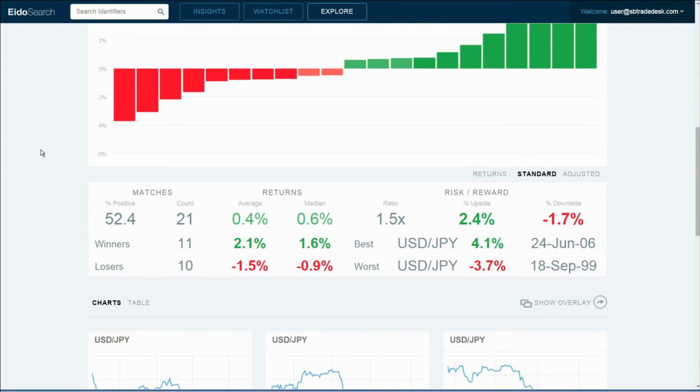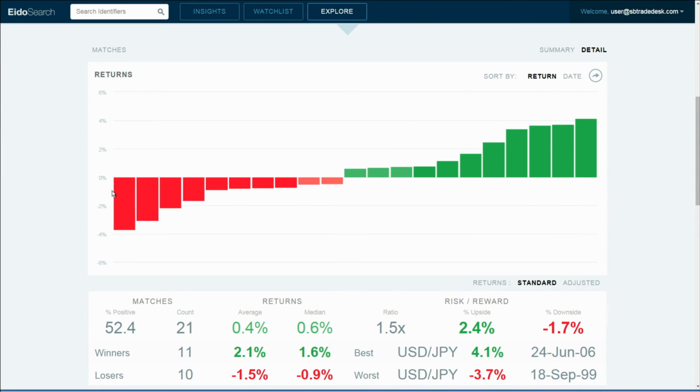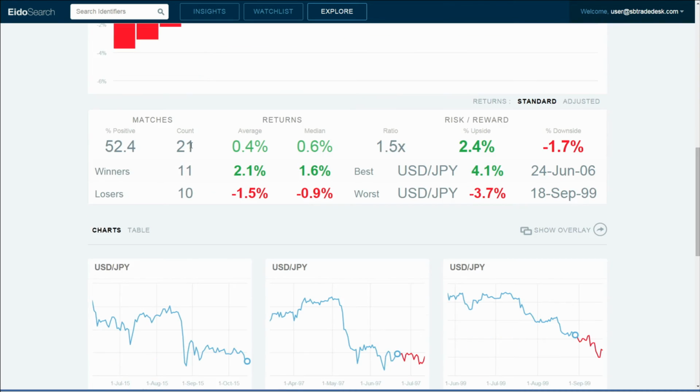You can see we've got the histogram here. I can see that the biggest rally we had was back in June of '06 with a match pattern of 4.1%. The biggest decline at 3.7% was back in August through September of 1999, actually. We've got 21 matches, 11 winners, 10 losers. So you can see this is pretty flat, right?